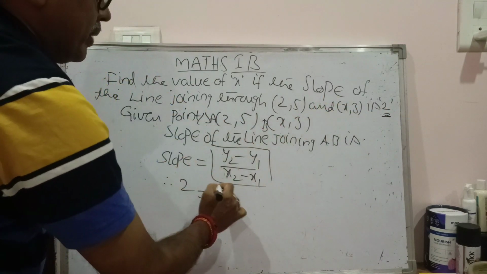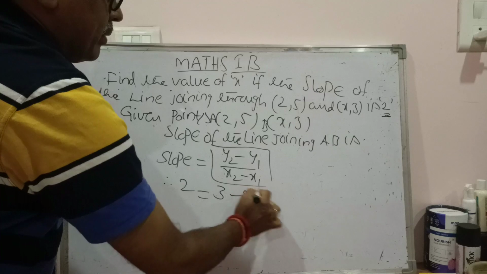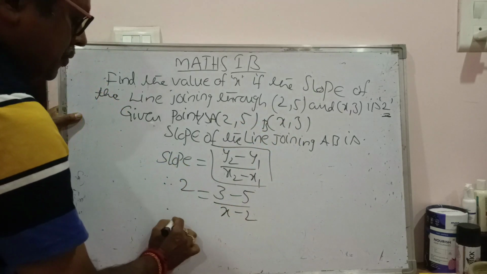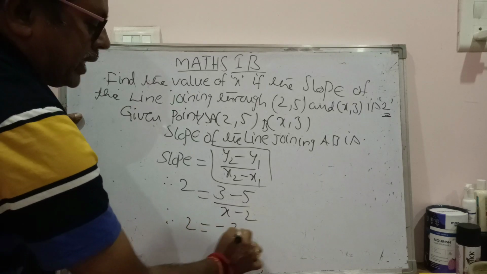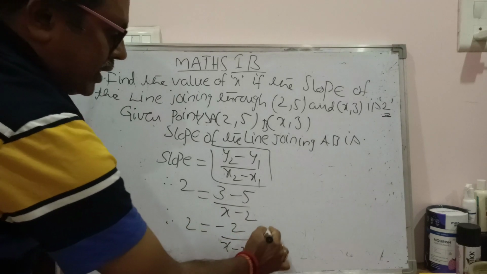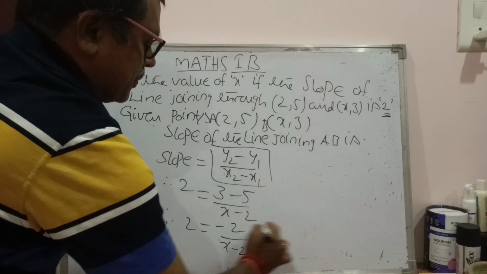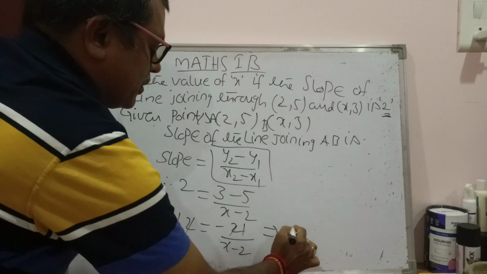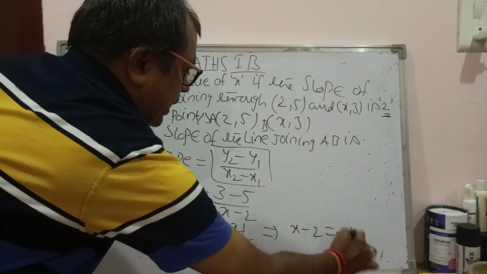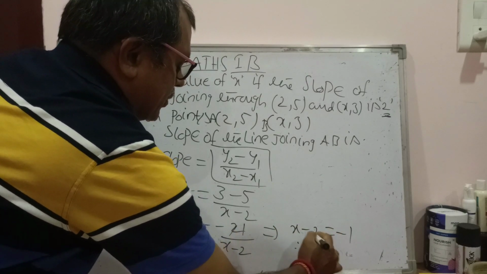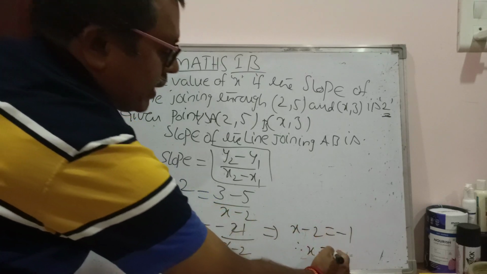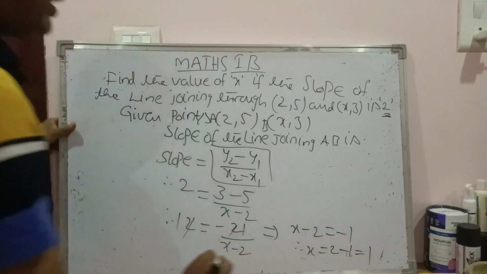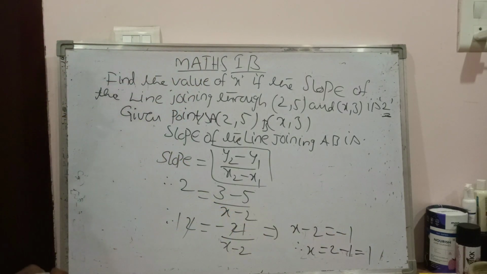(y2 minus y1) by (x2 minus x1) gives (3 minus 5) by (x minus 2). Therefore, 2 equals minus 2 by (x minus 2). Let us divide by 2 on both sides. Therefore, x minus 2 is equal to minus 1. Bring this minus 2 to the right side: x is equal to 2 minus 1, that is equal to 1. The value of x is 1.